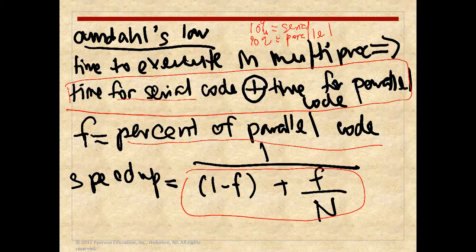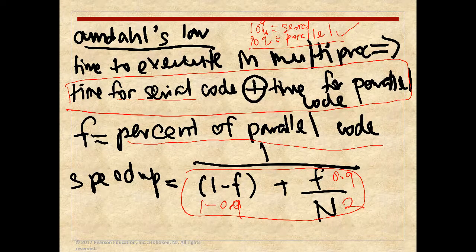Now 1 minus f is the time taken to execute the serial code, so 1 minus 0.9. Where do we get 0.9? We get 0.9 from here, the percentage of the parallel code. And then plus f, which is 0.9, divided by the number of processors. In this case, I use the same number, which is dual. If your CPU has dual core, that is 2.